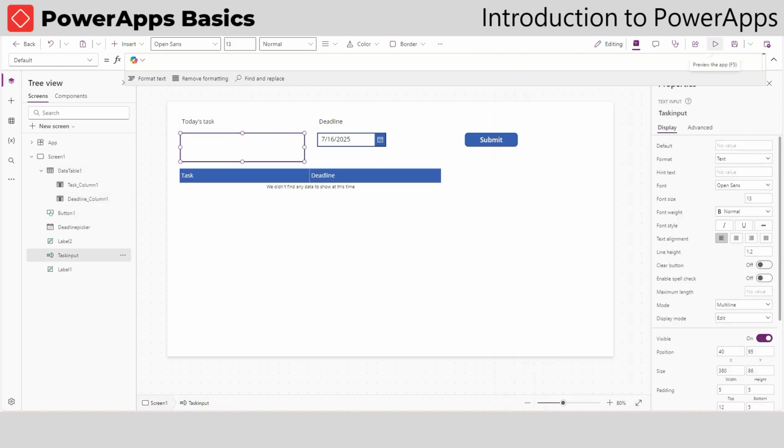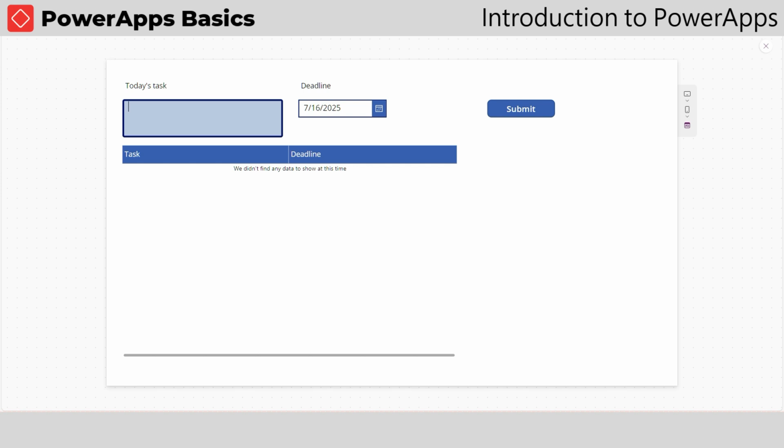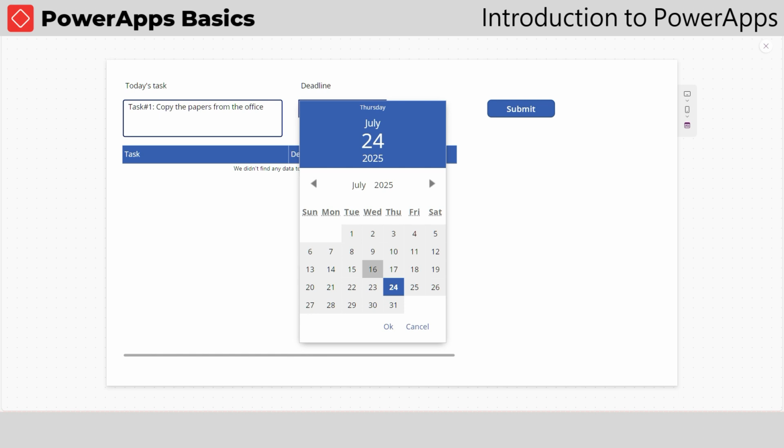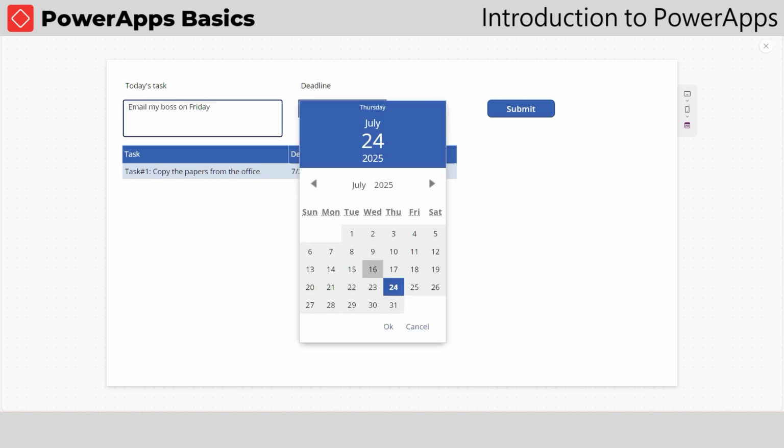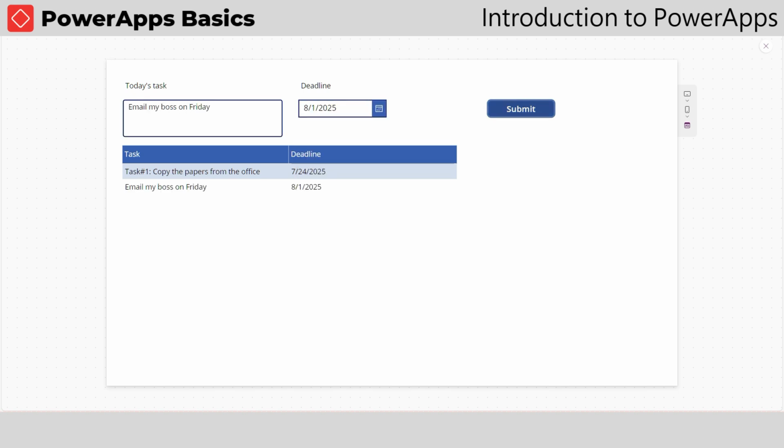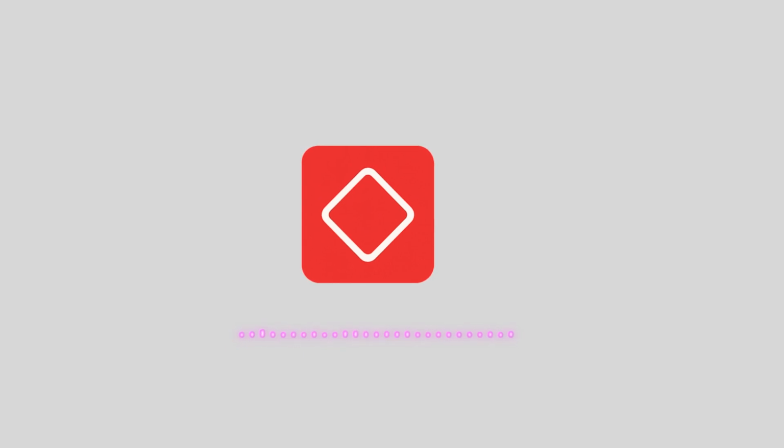Click the play button on the upper right. Type your task in the task input box. Select a deadline. Click the submit button. Do the same for the next task. And that's it, your first app, built in just minutes.